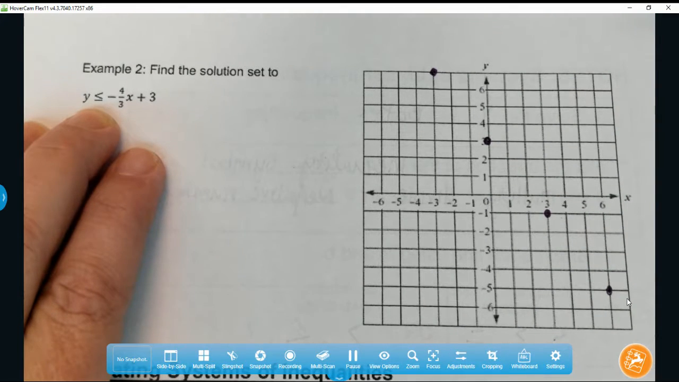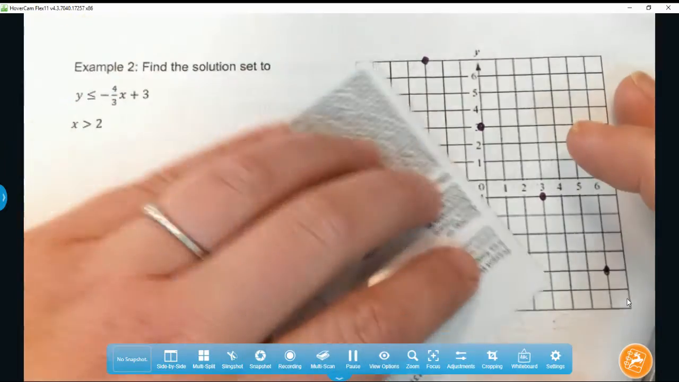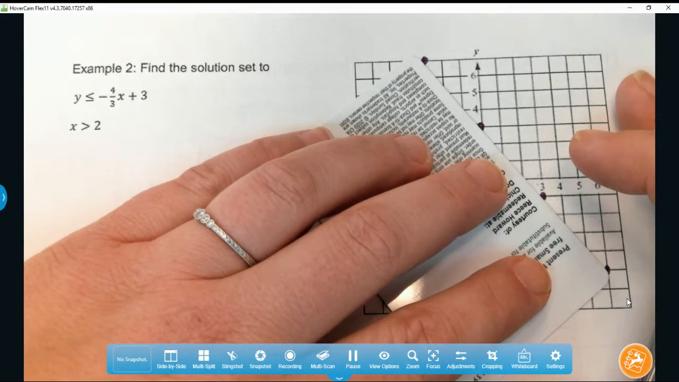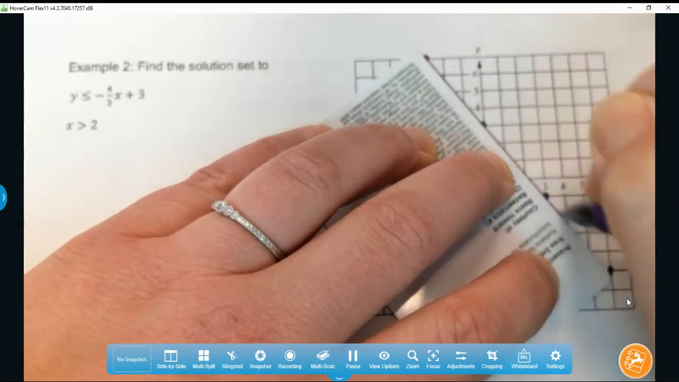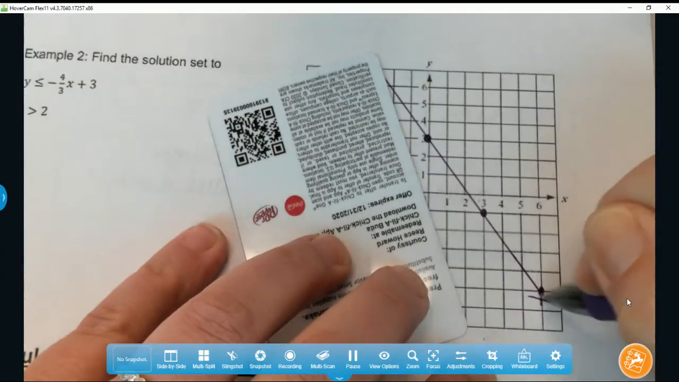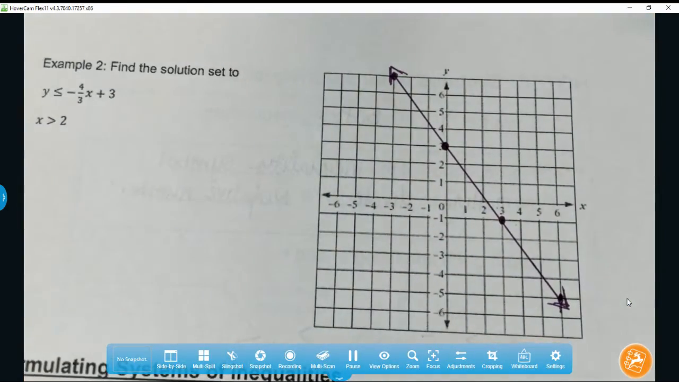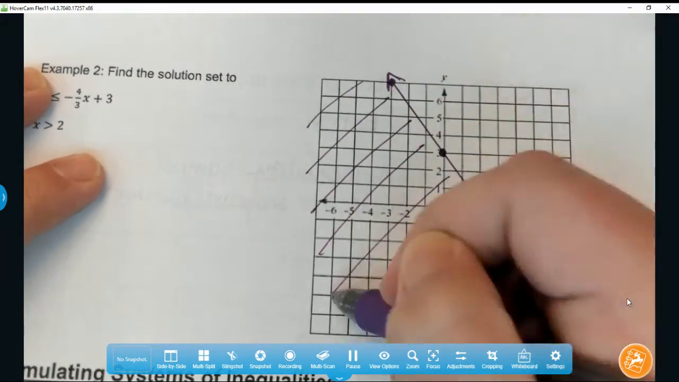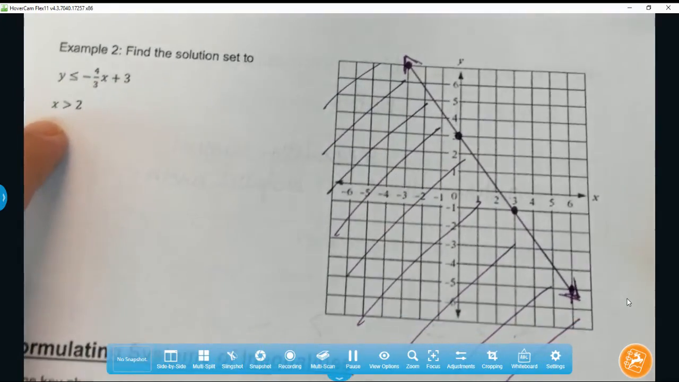Okay. Solid or dotted? It's going to be a solid line, because when you look at the less than or equal to, that's telling you that everything is included. Less than, shade below. Real simple. And then move on to the next one.